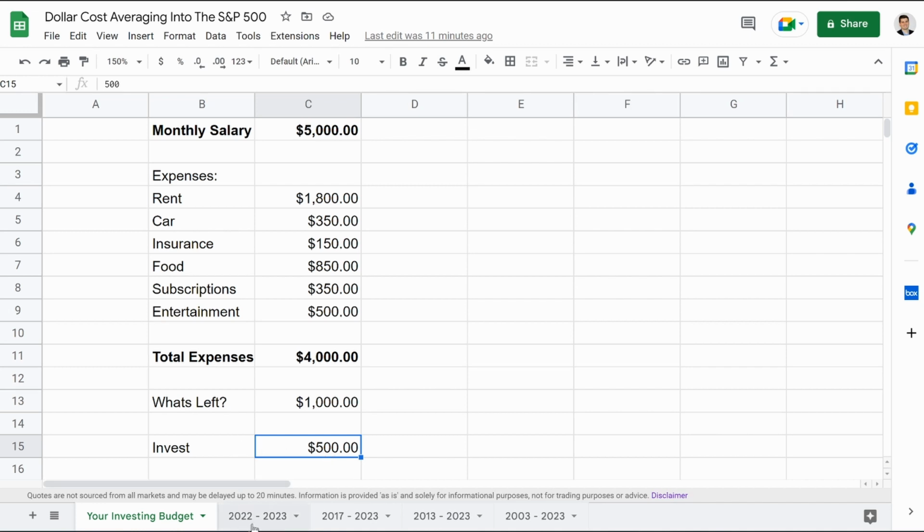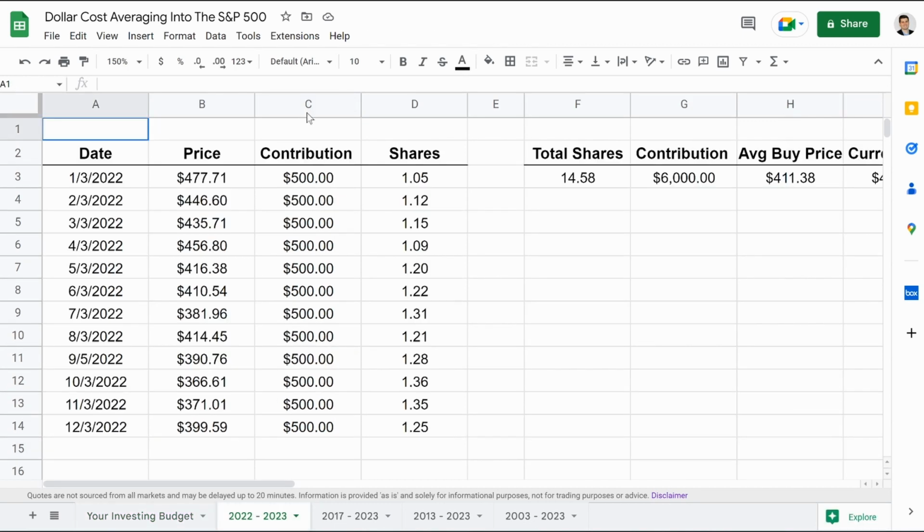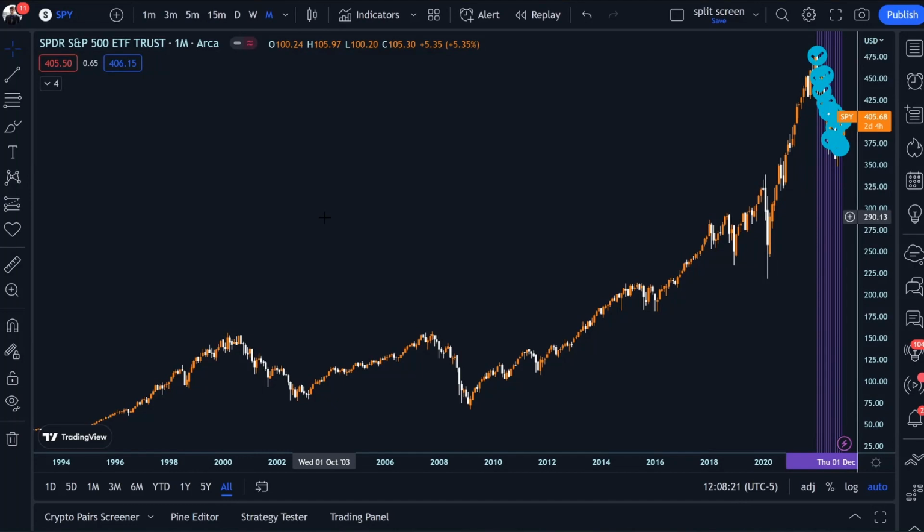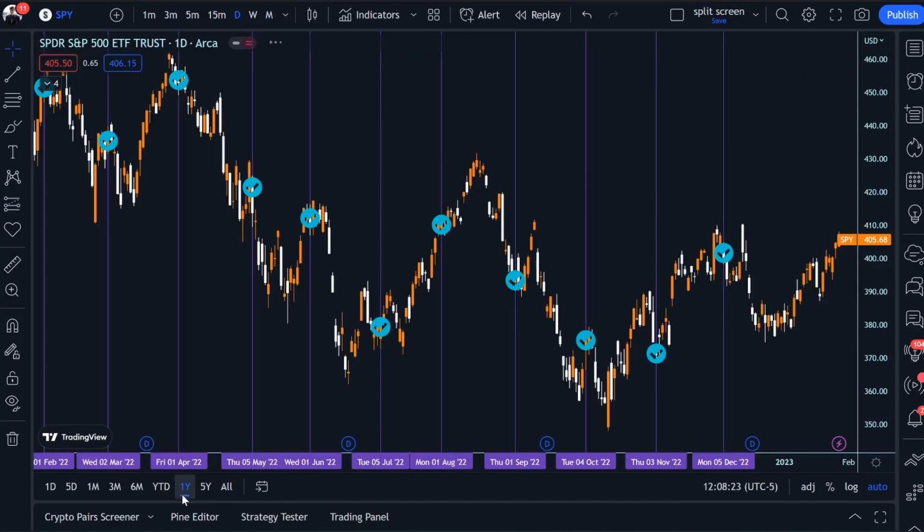But let's look at the first example. If you take that $500 a month, that's in cell C, your contribution, and this is what the current price was for the S&P 500 at all these dates. I just used the Google Finance function, SPY, to get what the price was on cell A3, on 1/3/2022. That was the price. It was $477. We're not going to check everything, but I'll just show you the first one.